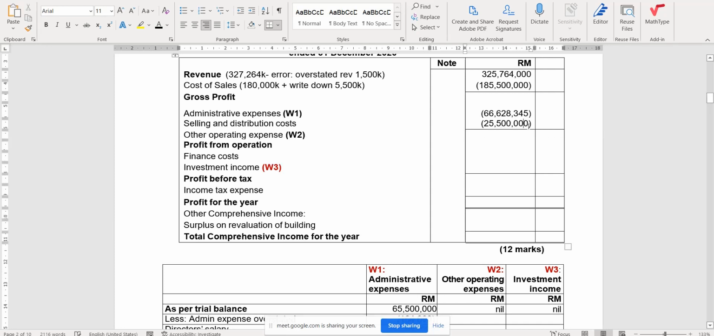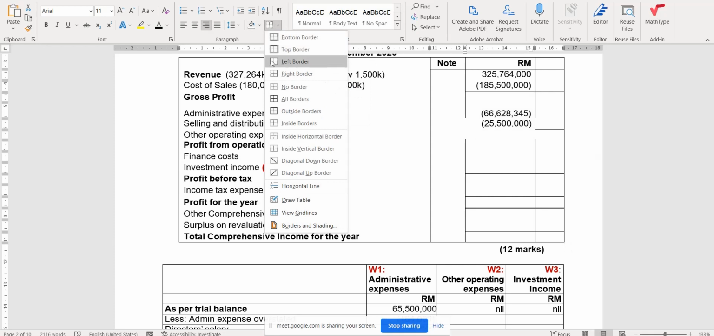And the one that you have here is other operating expense. Other operating expense here would be the provision that you earlier calculated, the provision, right? Let me just put the border.